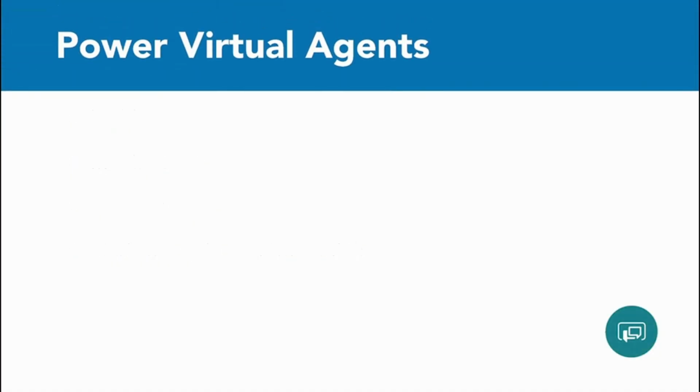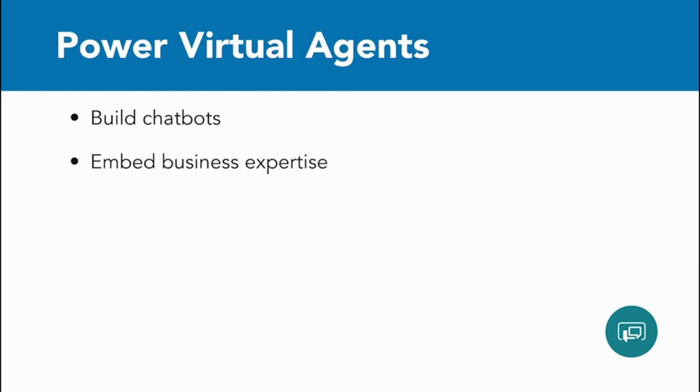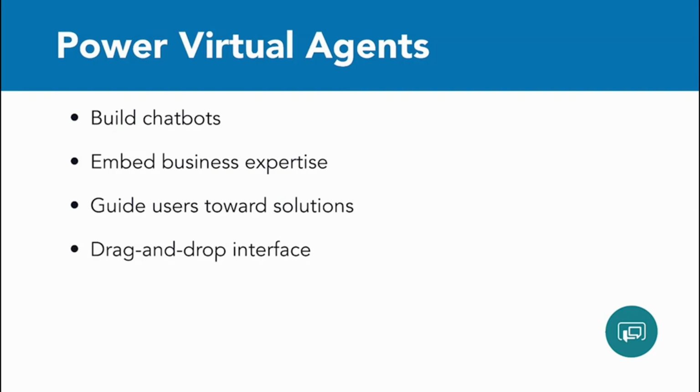If you have interacted with an automated chat on a website, then you've used a virtual agent or chatbot. Power Virtual Agents is used to create chatbots that embed your organization's business expertise and guide users toward a solution by asking questions and offering choices. And you will build your chatbots in an easy-to-use drag-and-drop interface. Power Virtual Agents is the latest addition to the Power Platform.